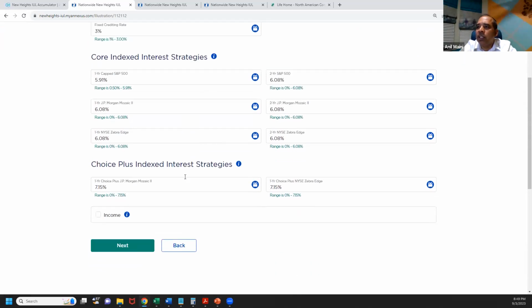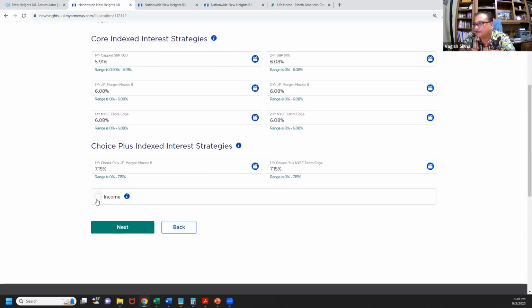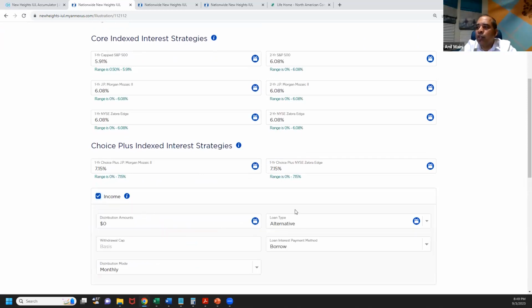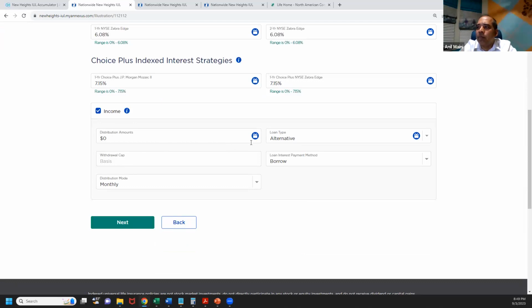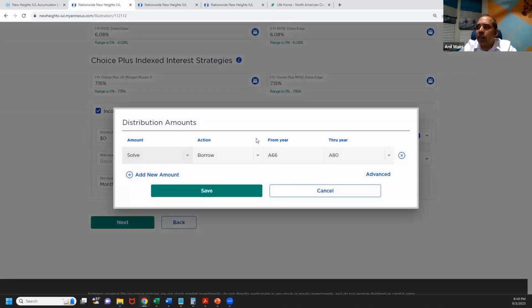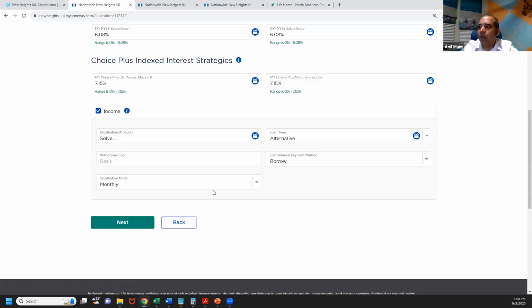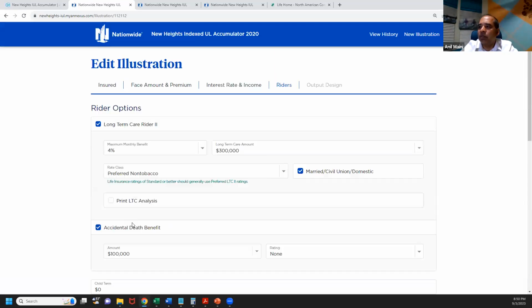Below, at the bottom, income. Yeah, income, we click this. Distribution amount, age 66 to 80. Action is borrow, age 66 till 80. Okay, that is the default value that has come. So let's change this to, let's say, 85 or 90. Okay. Now let's do next.